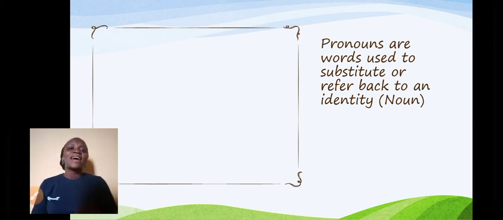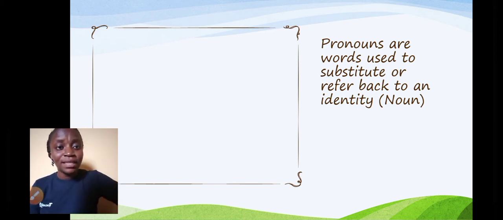the same goes for pronouns. Pronouns can be used to replace or as a substitute for nouns, or they can refer back to an identity in a sentence. They can refer back to a noun in a sentence.